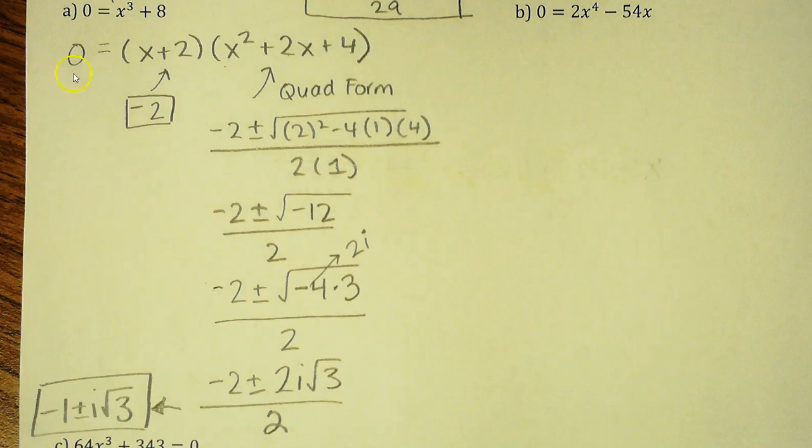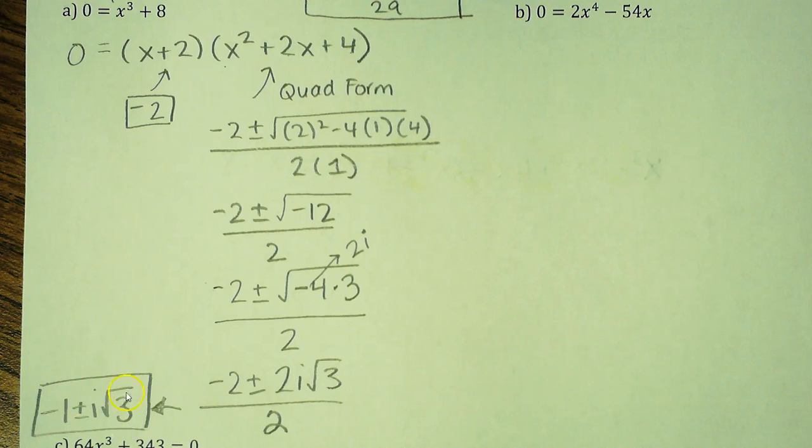Okay, so back up to the equation. We're going to talk about this more later, but the number of answers that you should have to any polynomial equation is going to match the highest power of x. So for this question, that's 3. So I should have 3 answers. Negative 2 is one of the answers. And then down here, this plus or minus gives me 2 different answers: negative 1 plus i radical 3 and negative 1 minus i radical 3.